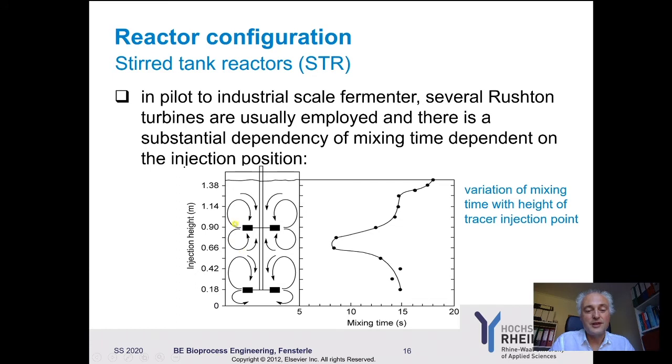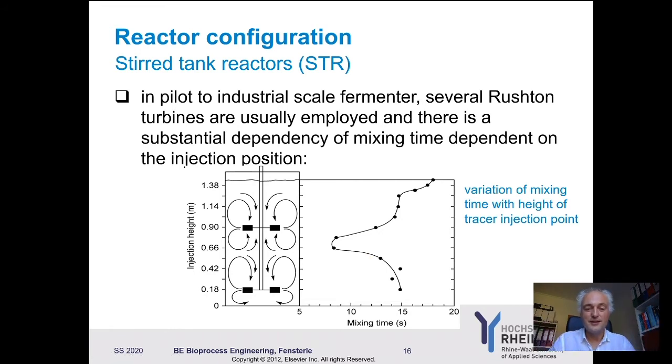So you will have a dependency of the mixing time on where you are. If you're there in the middle, your mixing time is really short, but if you're sitting here, your mixing time is longer. So if you inject something here and you measure here, it takes a while, and the other way around. So at the end, a more fair expression would be the maximal mixing time, so the most unfavorable condition.